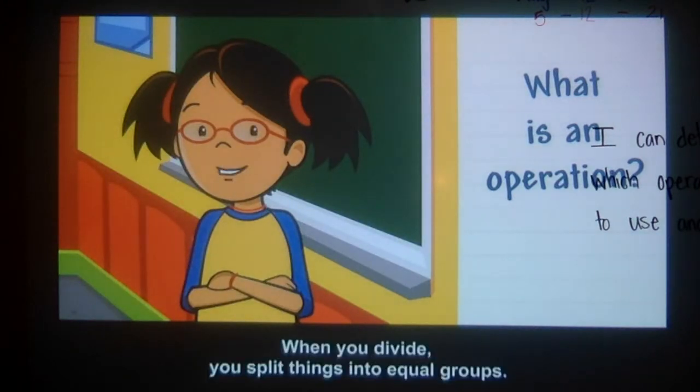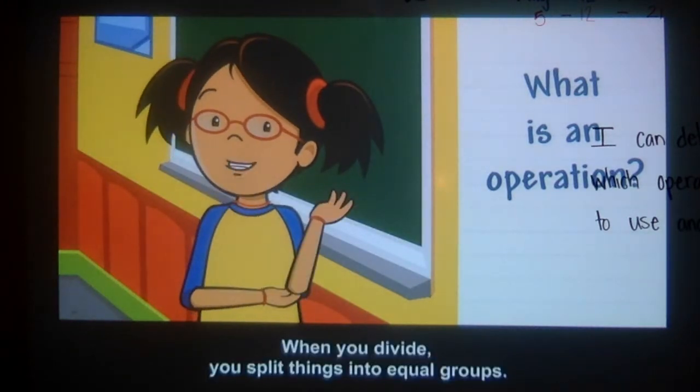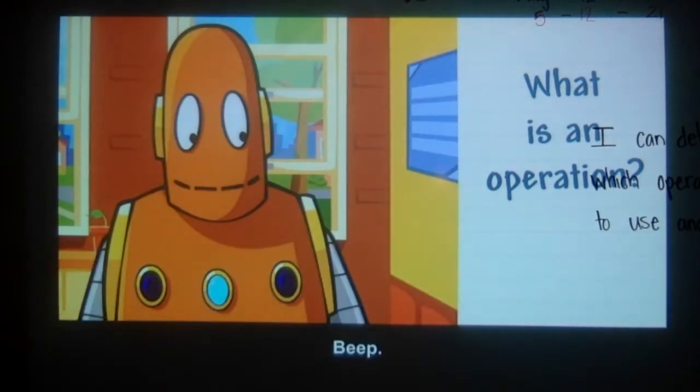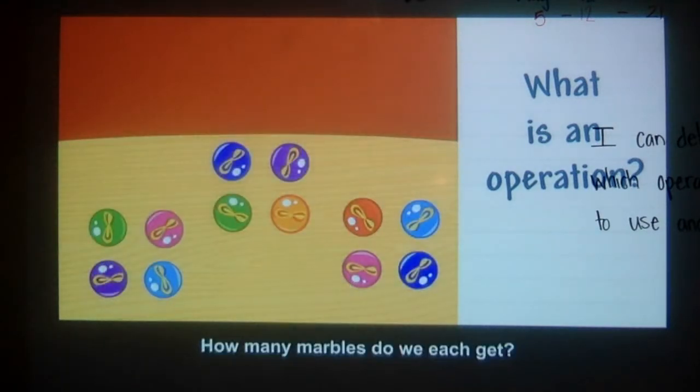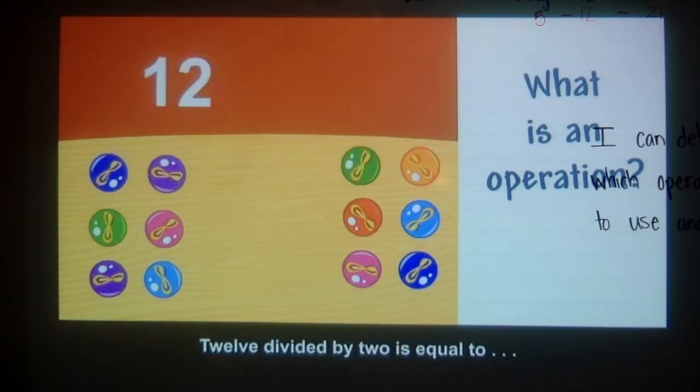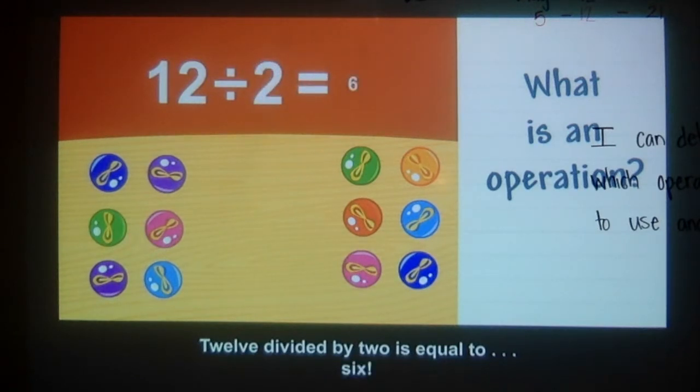When you divide, you split things into equal groups. I have 12 marbles, but I want to share them equally with you, Moby. How many marbles do we each get? You can divide to find the answer. 12 divided by 2 is equal to 6.